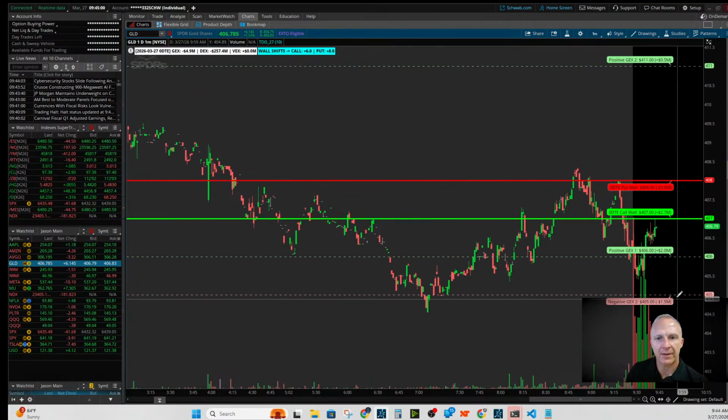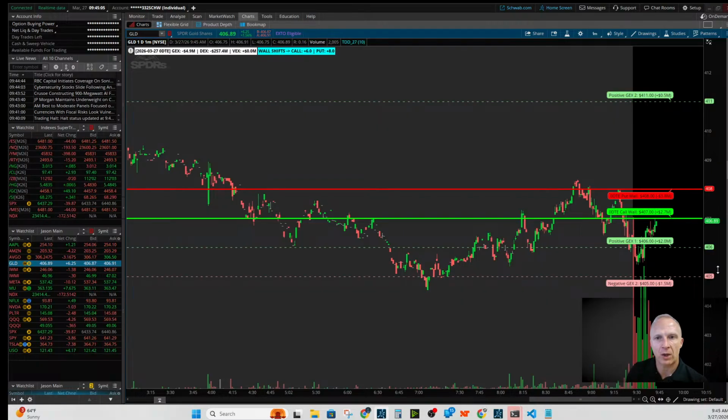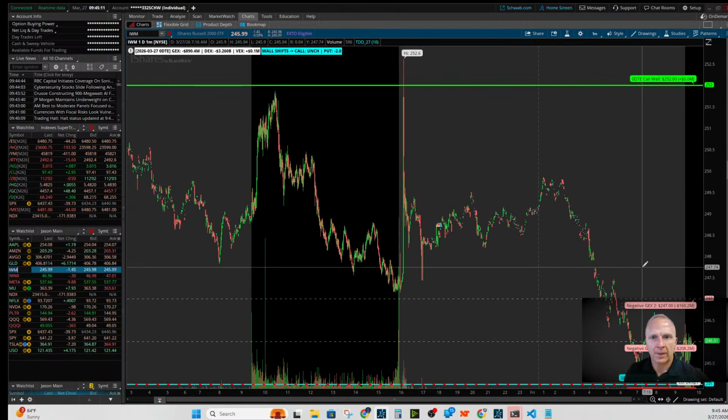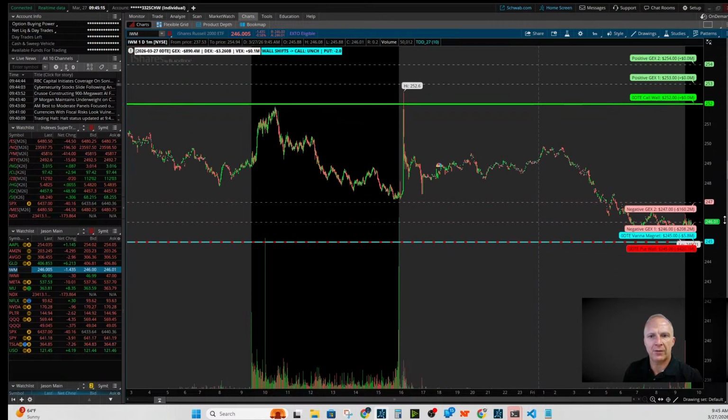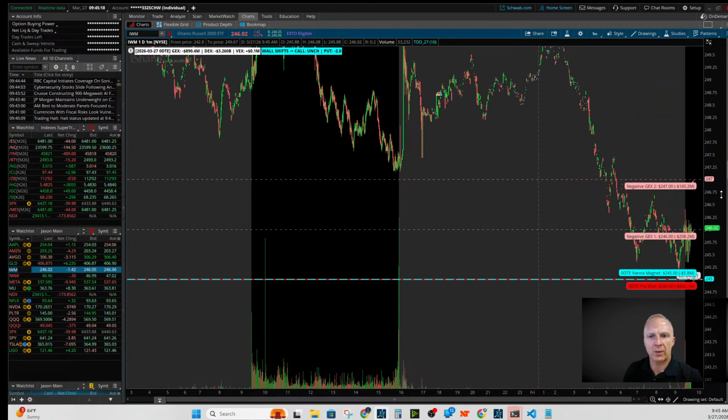Had positive GEX here at 406. Put wall was above the call wall. That's pretty crazy on GLD. That's a crazy trading range. IWM, 0 DTE call wall all the way up to 252. Here we are at 246. Put wall at 245.